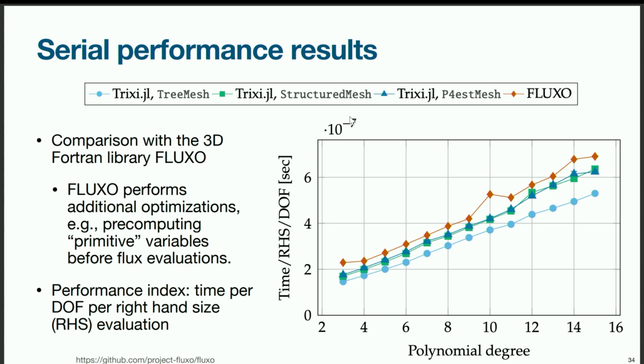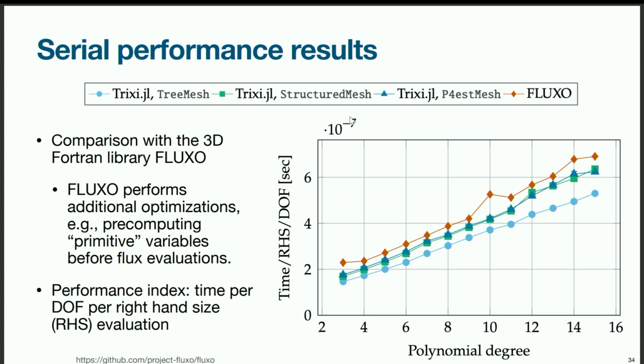We're comparing against this red line here, which is Fluxo. This is an optimized Fortran library, and the thing that really surprised us was that we have a much more extensible and maintainable code in Julia, and it actually beats Fluxo pretty handily for all the polynomial degrees we tried, from moderately high order, degree 3, to very high order, degree 15. We do better in all these cases, and I think this is a relatively fair comparison.